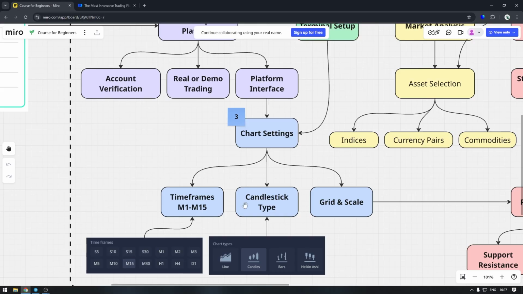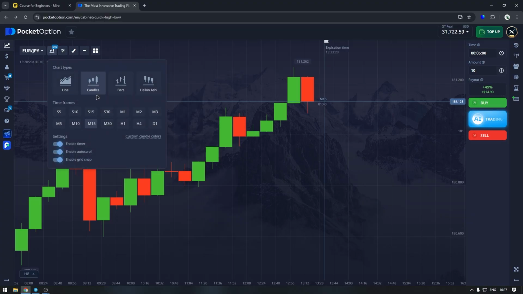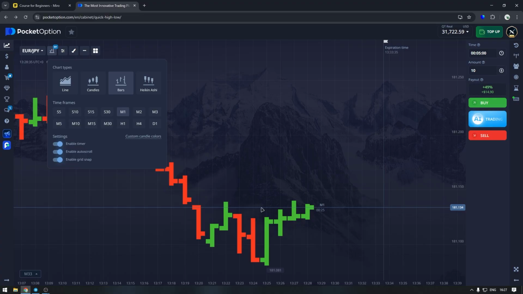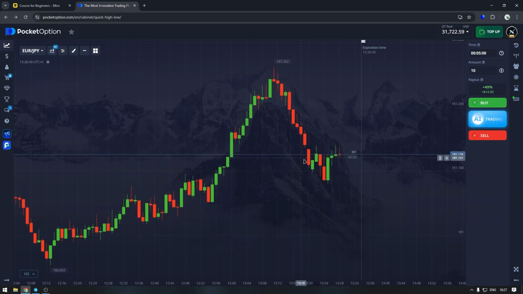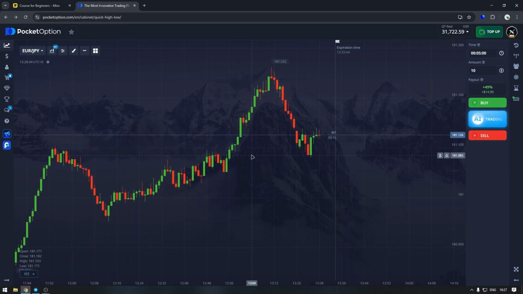So what's next? About candlesticks. I use the Japanese candlestick chart type. Here it is, candles. They show open, close, high, low in one unit. Alternatives like bars or lines don't provide the same depth of information. With lines, you can see only the current price. So the Japanese candlestick is the most convenient way to analyze the chart.